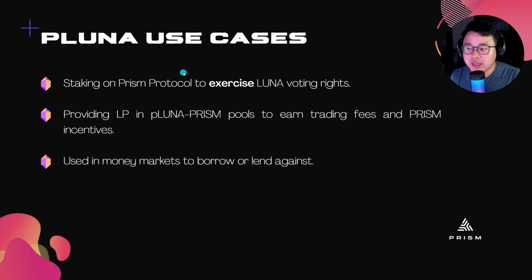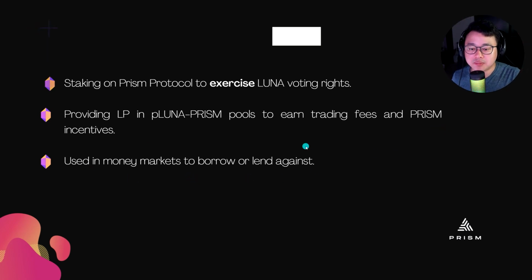So just to go over again, the first yield-bearing asset will of course be Luna, and it will be split into pLUNA and yLUNA. And pLUNA will basically be principal Luna, where you can stake on Prism Protocol to exercise Luna voting rights. And of course, you can provide LP in pLUNA Prism pools to earn trading fees and Prism incentive reward for providing liquidity. And of course, pLUNA itself can be used in money markets to borrow or lend against.